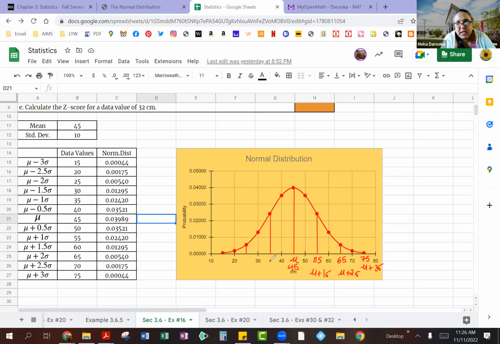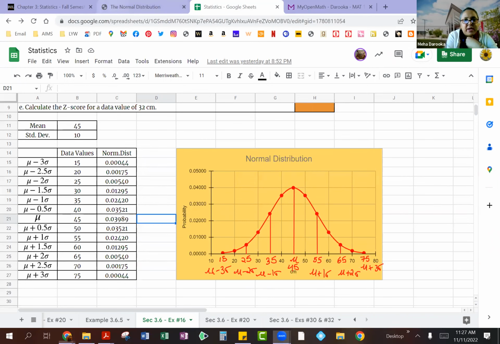So in that same way, going to the left, 45 minus 10 would put us at 35, which is 1 standard deviation below. 35 minus 10 would put us at 25. That's 2 standard deviations below. And then of course, subtract 10 from 25, which is 15, would be 3 standard deviations below. So this is that first part of our question where they said draw and label your normal graph over here. So we've taken care of that.